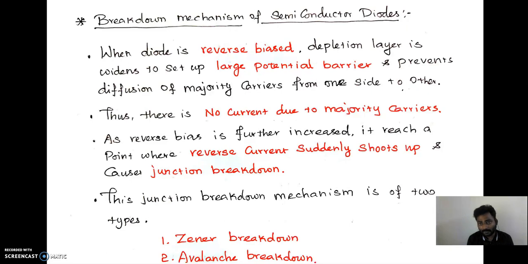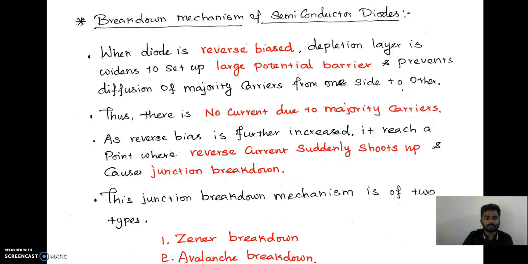As the reverse bias is further increased, it reaches the point where the reverse current suddenly shoots up. As the reverse current shoots up, it causes a breakdown in the junction, and this is termed junction breakdown. And this junction breakdown mechanism is carried out in two ways: one is Zener breakdown and the other one is avalanche breakdown.